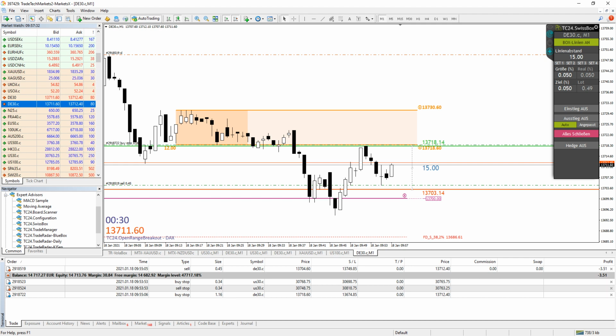Henceforth why we trade the morning and the afternoon market openings, because there is a high chance that we're going to expect some volatility or at least some movement.